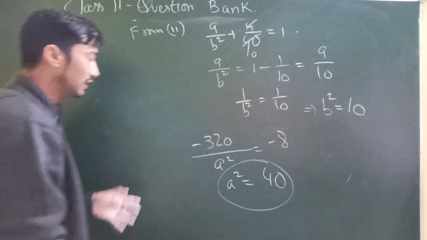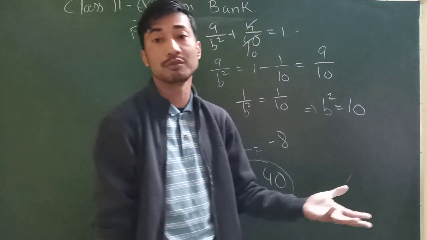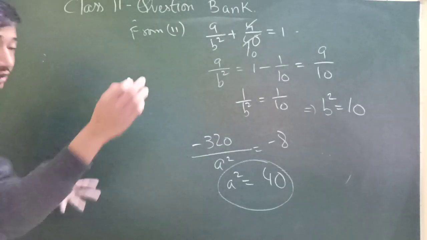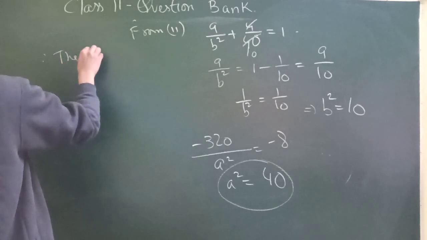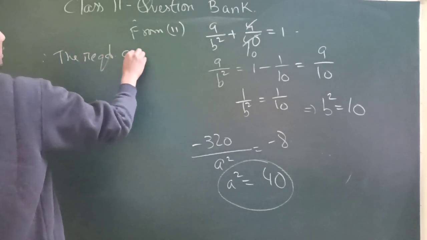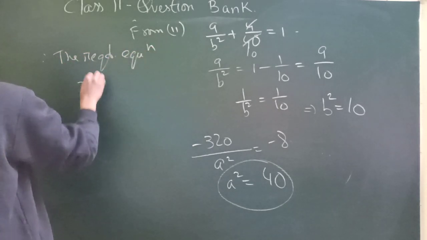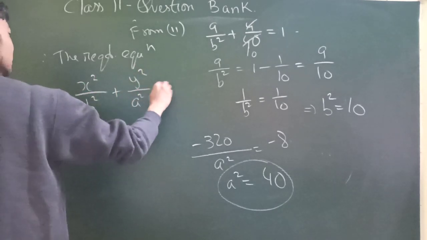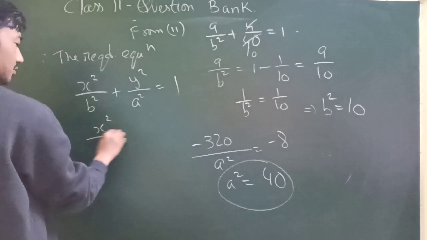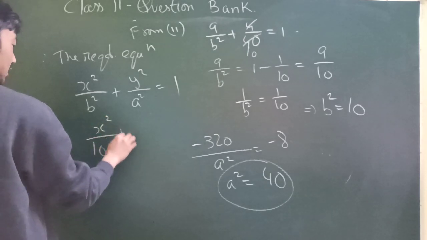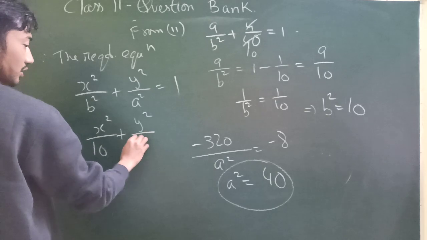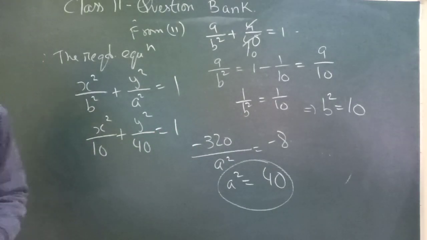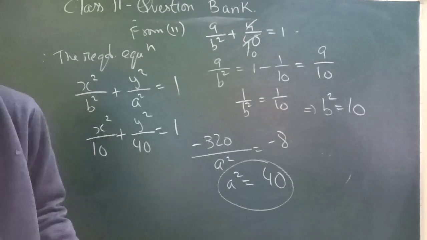So we have our required values of a squared and b squared, just to get the equation of the ellipse. That's all we need. Therefore, the required equation will be x squared by b squared plus y squared by a squared is equal to 1. So that is x squared by 10 plus y squared by 40 is equal to 1. That's the equation of the ellipse. Simple as that.